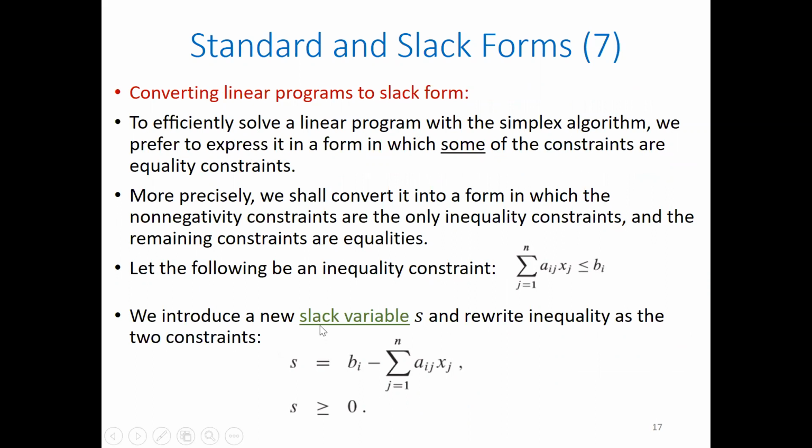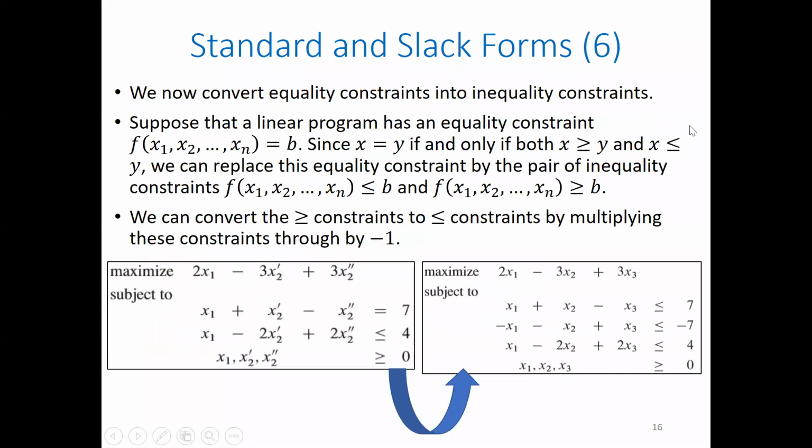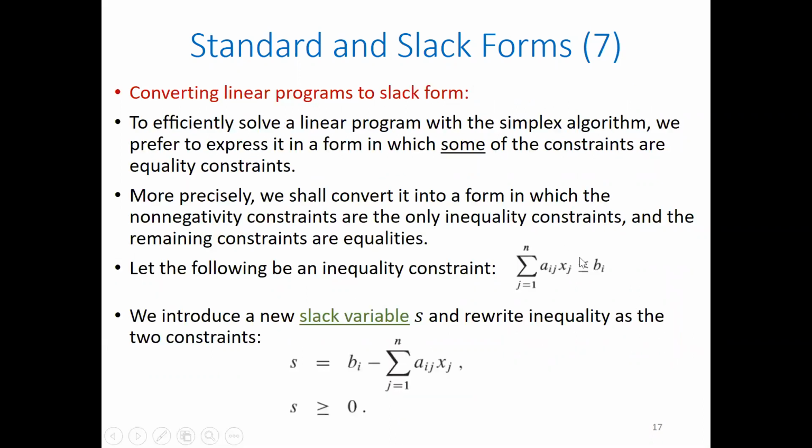So basically, in the slack form, all the constraints of this type, except for the last one, should be converted into equalities. Once you have everything less than or equal to, now make them equal. That's what I want to do. And how do you make them equal? By adding a slack variable.